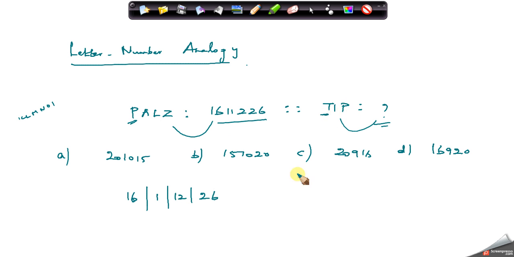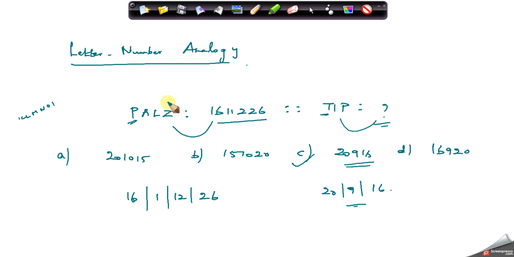Therefore, T is equal to 20. J, K, L, I: this is 13. Counting to I, the ninth position is given here. Counting MNOP, this is the 16th position. You see that this is the answer. So choice C is the correct answer in this question, because we are trying to find the relation between the number and the letter.